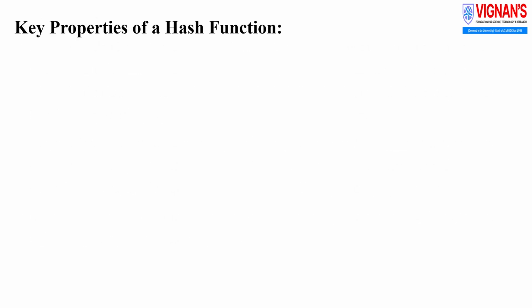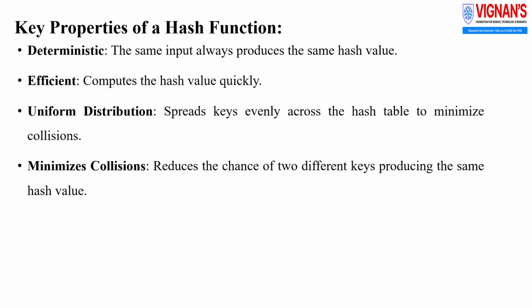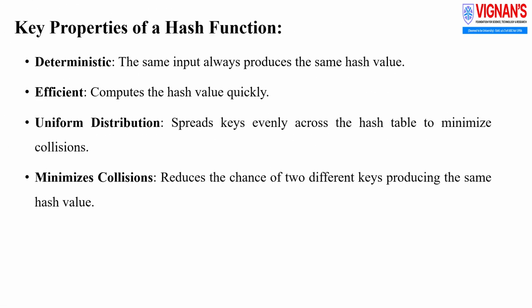Key properties. A good hash function has several important properties. First, it is deterministic, which means the same input always produces the same hash value. Second, it is efficient, allowing the hash value to be computed quickly. Third, it provides uniform distribution, spreading keys evenly across the hash table to reduce clustering. Finally, it minimizes collisions, lowering the chance that two different keys generate the same hash value.